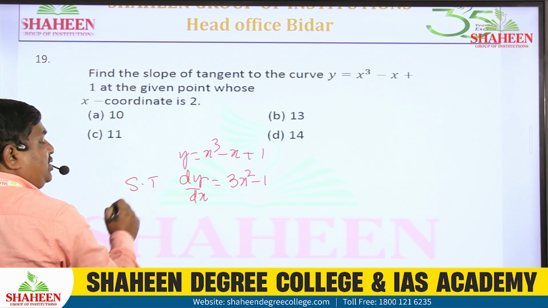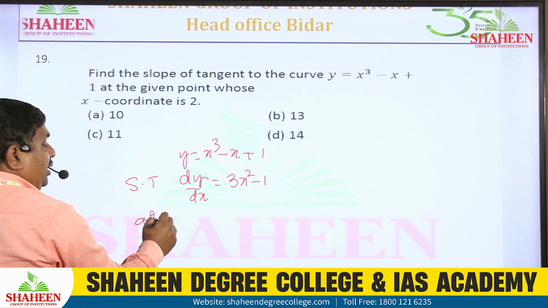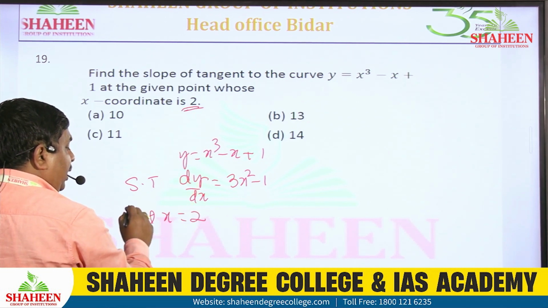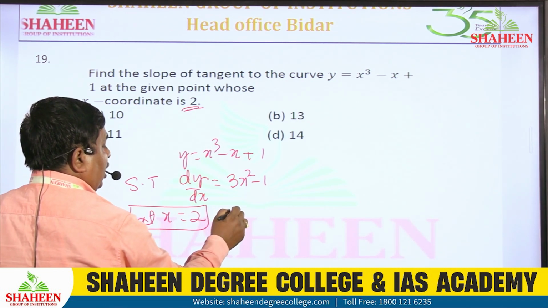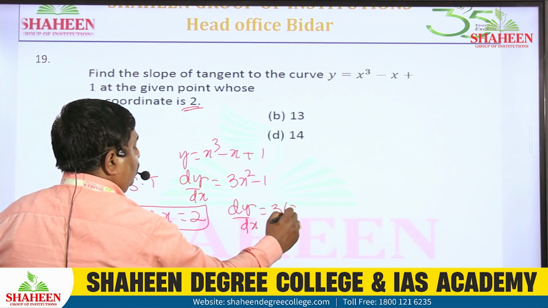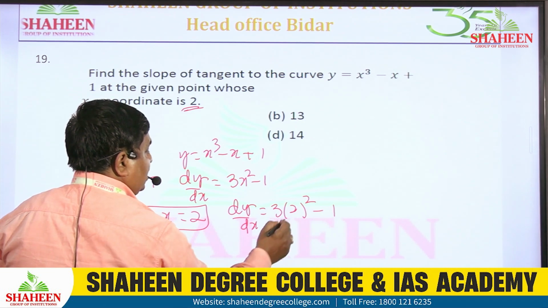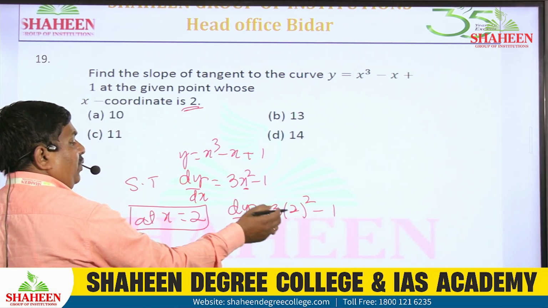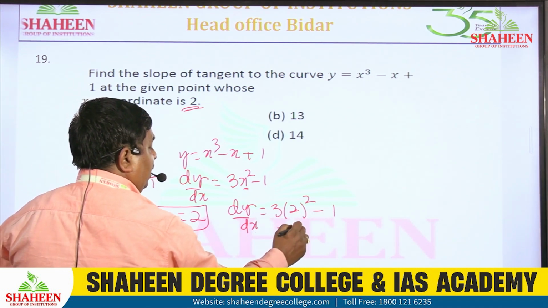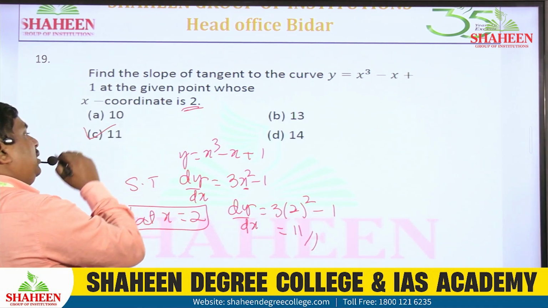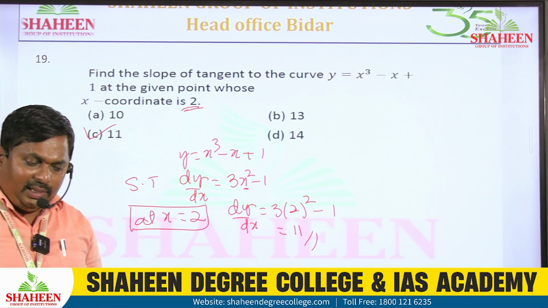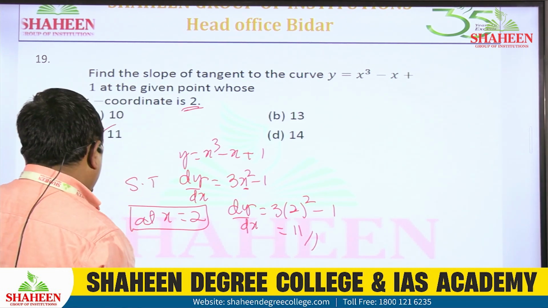The slope of the tangent at x equal to 2: dy by dx becomes 3 into 2 square minus 1. In place of x, we have taken 2. 2 square is 4, 4 threes are 12, 12 minus 1 is 11. Our answer is the third option. So in this way, we find the slope of the tangent to the curve.